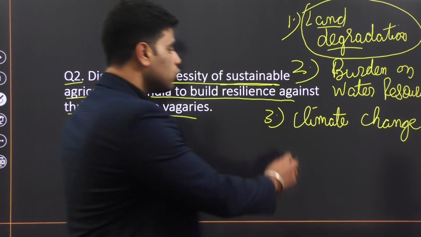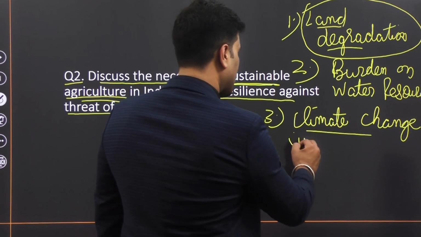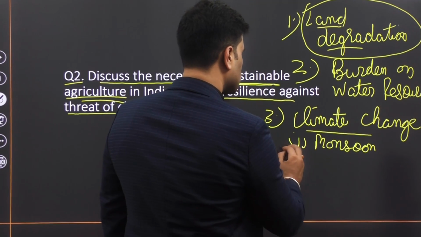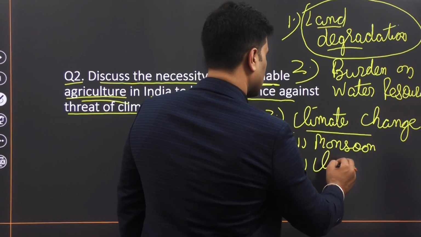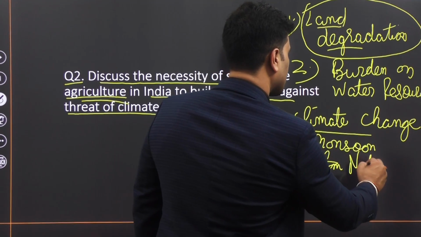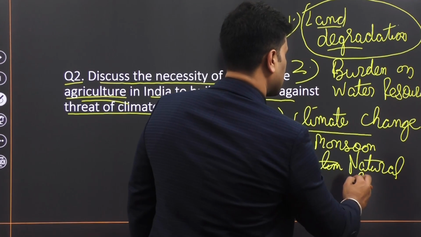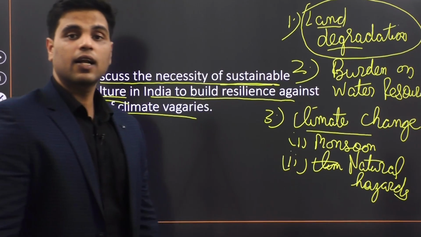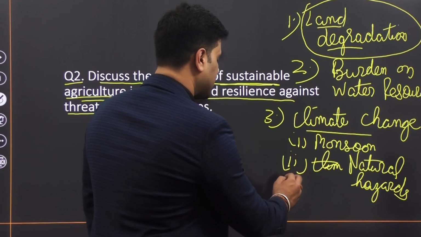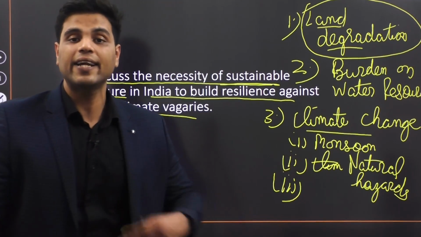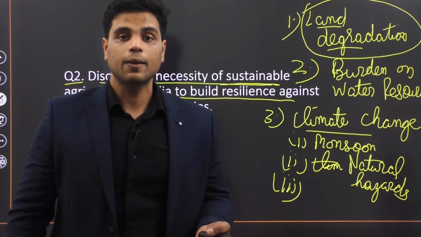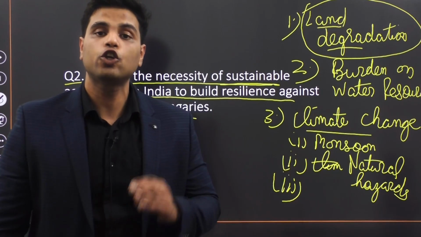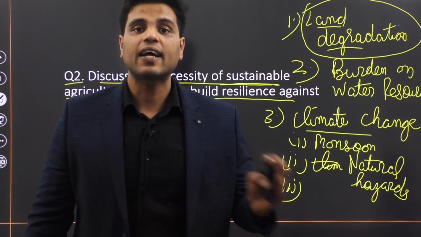Clear? So because of climate change, your monsoon has become unpredictable, which is impacting the farmers. Unpredictable monsoon. Natural hazards are occurring, like cyclones, right? Natural hazards are occurring. Disease-causing bacteria or different disease-causing organisms are actually increasing. Make sense? It is all because of climate change. So climate change is causing a huge problem as far as agriculture is concerned.